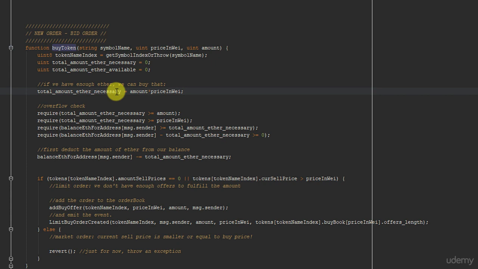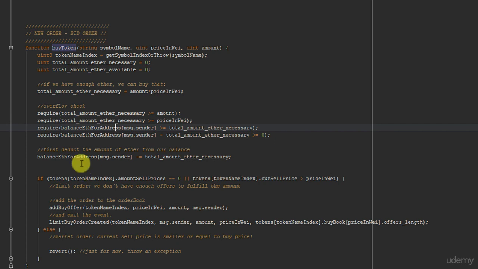And with this, I can calculate. So first of all, I do an overflow check just to be sure that nobody is messing around with our contract. I have a few require statements here. First, the requirement is that the total amount of Ether necessary is larger or equal than the amount that I try to buy. Obviously, it must also be larger or equal than the price in Wei that I'm trying to buy the tokens for. So this is an overflow check. And then I also check that I have enough balance in my account so I can actually purchase those tokens.